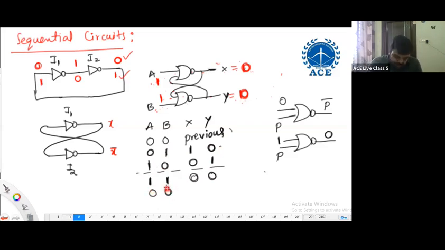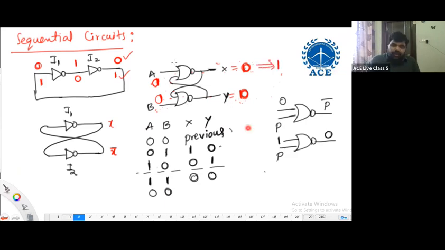One more important thing I'm analyzing now. We are applying 0, 0. Before applying 0, 0, what were the inputs? 1, 1. With 1, 1, what was the output? 0, 0. When the outputs are 0, 0, I'm applying 0, 0 inputs now. Be clear here. When analyzing this NOR gate, this is 0, this is 0. For 0, 0, what is the NOR gate output? It becomes 1.